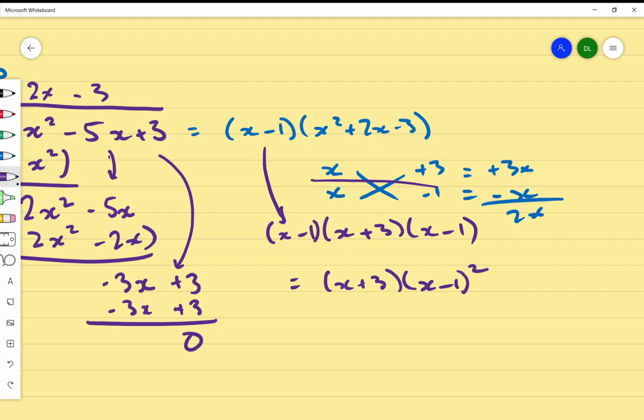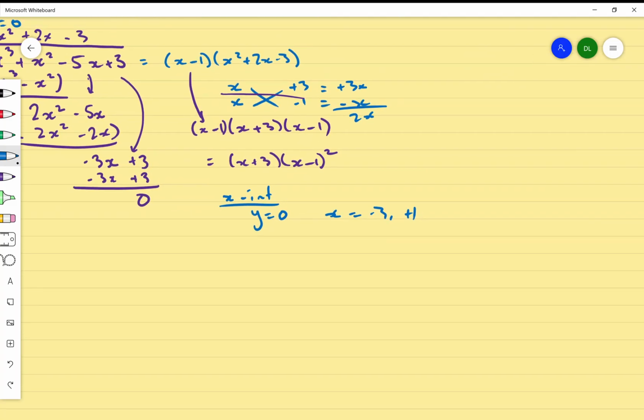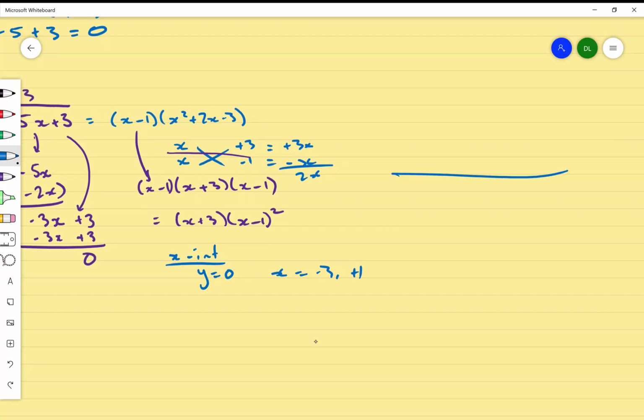It's a repeated factor. And hopefully you remember from me saying this last lesson, talking about how repeated factors look in a graphical sense. I'm going to quickly graph this because off the bat I can tell that my x-intercepts are, when y equals 0, x equals negative 3 and positive 1. I'm going to graph that very roughly on the right hand side over here. So I get negative 3. Let's put that there. And positive 1.